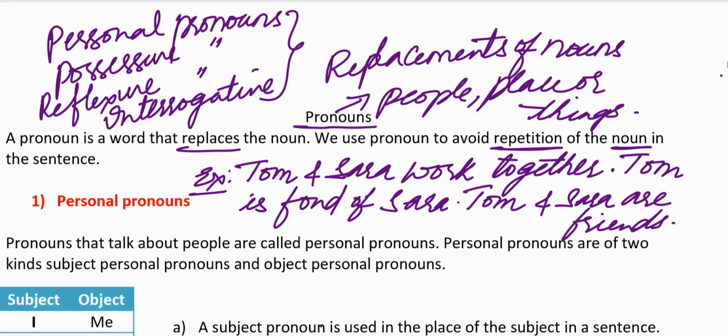We already know that we are talking about Tom and Sarah as we have introduced both the nouns in the first sentence, Tom and Sarah work together. Now we know who we are talking about. We don't have to use the nouns again. So what can we do in such a case? We have to use pronouns. What can we write here? Tom and Sarah work together. He is fond of her. And Tom and Sarah are friends. We can write, they are friends.